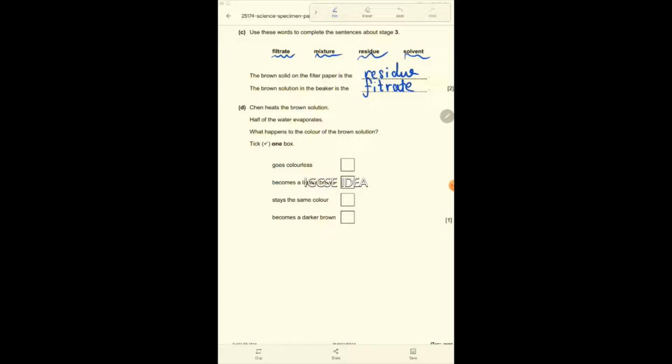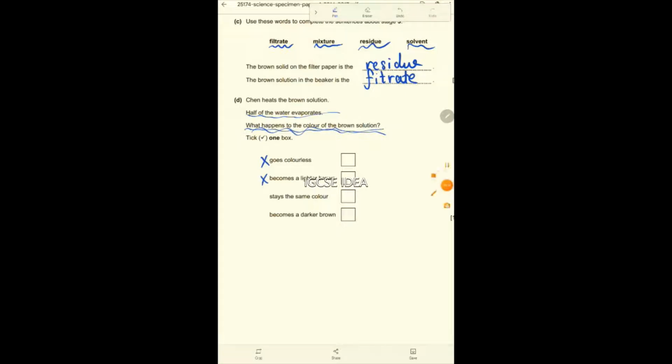Chen heats the brown solution. Half of the water evaporates. What happens to the color of the brown solution? Okay. Goes colorless? No way. Becomes a lighter brown? Stays the same color? No. Chen heats the brown solution. Half of the water evaporates. What happens to the color of the brown solution? Yes, it becomes a darker brown as it is a concentrated solution.